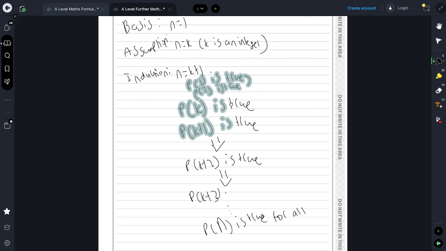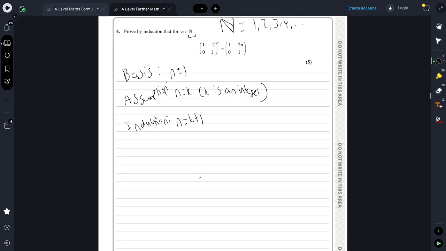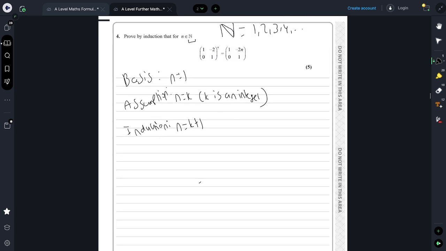But really, with further maths, with this course, they just expect you to know the method and how to prove stuff and apply the proof, essentially, using a certain method. So that's just the intuition, the explanation behind it. But that's what we're going to do essentially. Start with a basis and then work our way forward.